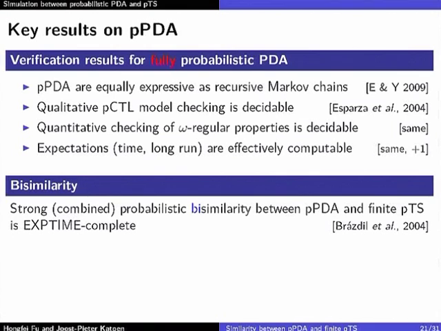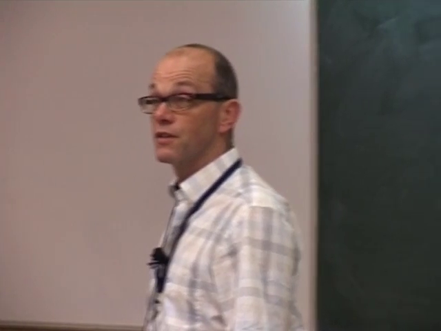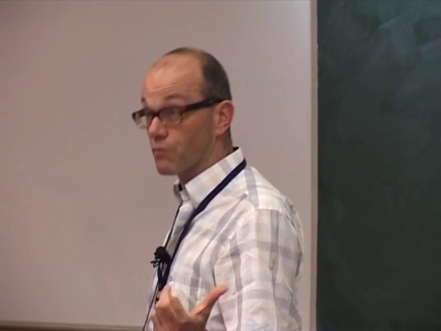What about bisimilarity? Well, so far, there is only a result by Brázdil, Kučera and some co-authors. And they say the following: strong probabilistic bisimulation between such a probabilistic pushdown automaton with non-determinism and a finite PTS is EXPTIME-complete. What we are going to show is that probabilistic simulation lies exactly in the same complexity class. And this is not the case in the non-probabilistic case. Okay? That's the main, let's say, thing.